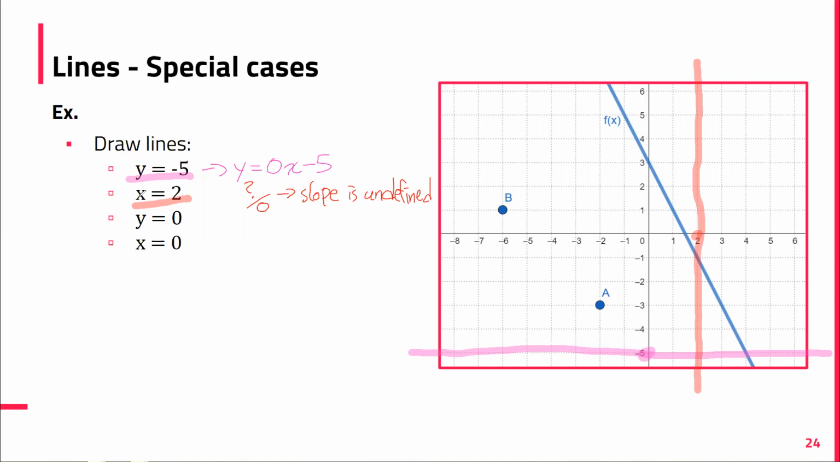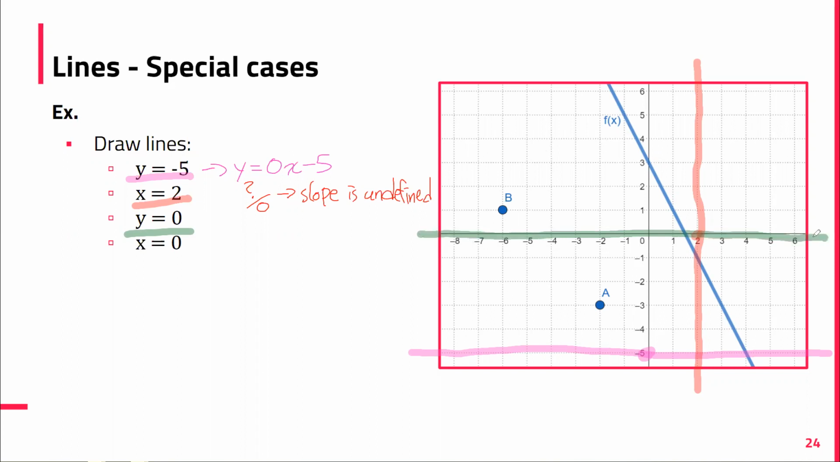2 more here. Y equals 0. What does that look like? We already have it. Tell me what it is. This is the y-axis. Y equals 0. Which axis is this? X-axis. Okay, x-axis. So that's this one.